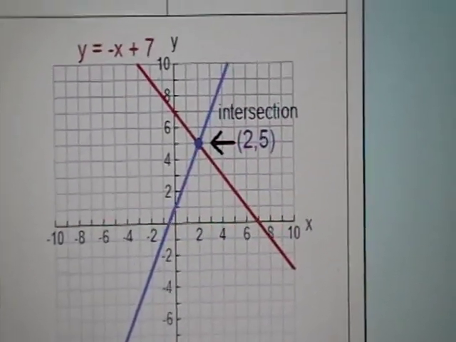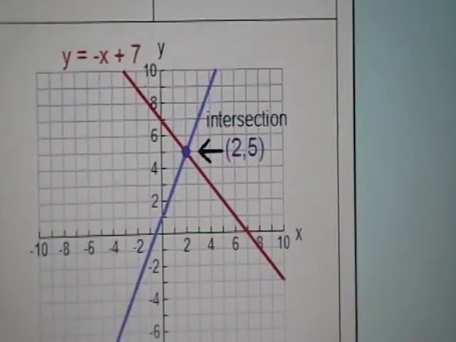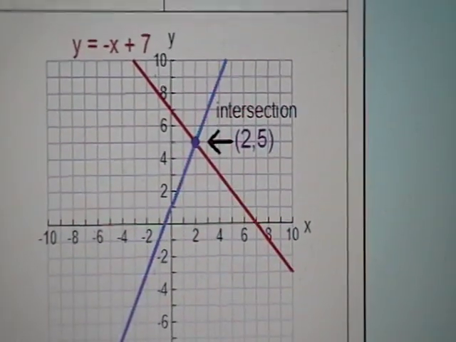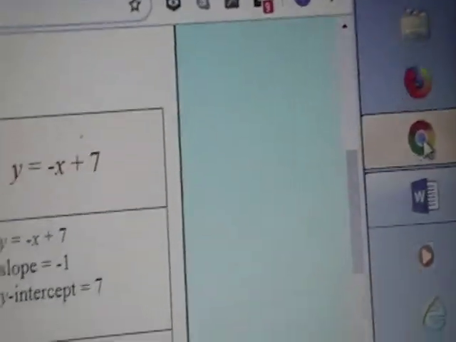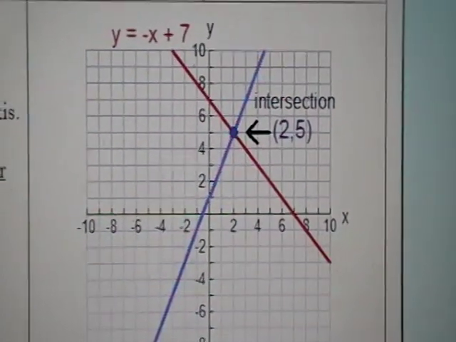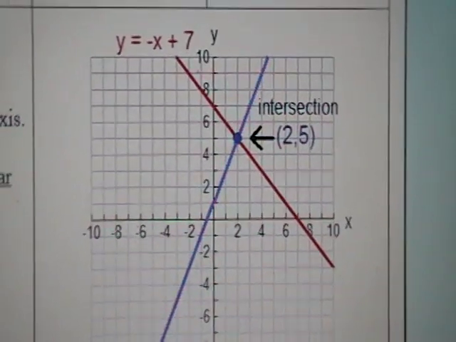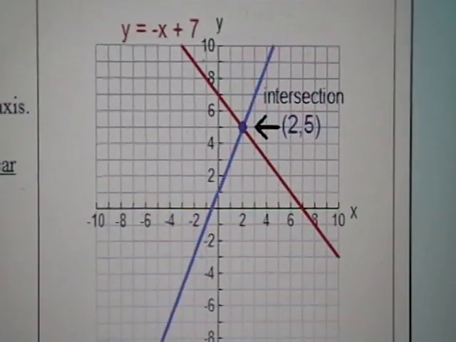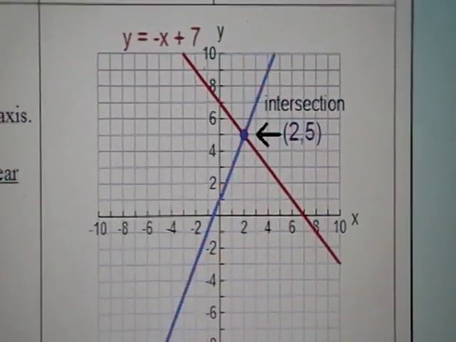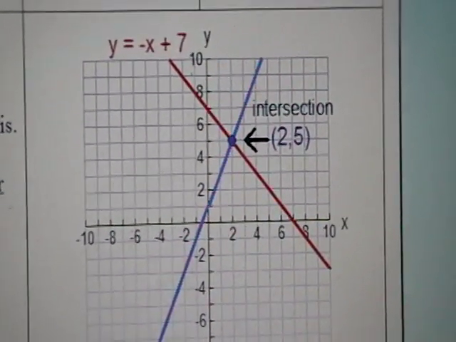This is a nice clean intersection. It intersects perfectly at (2, 5). But sometimes if our point is way off the graph, we may not be able to find it as easily, and that's where another method might be helpful. So our first way to find that point of intersection is putting both lines on the graph. The second method is what we're going to move into in just a minute.